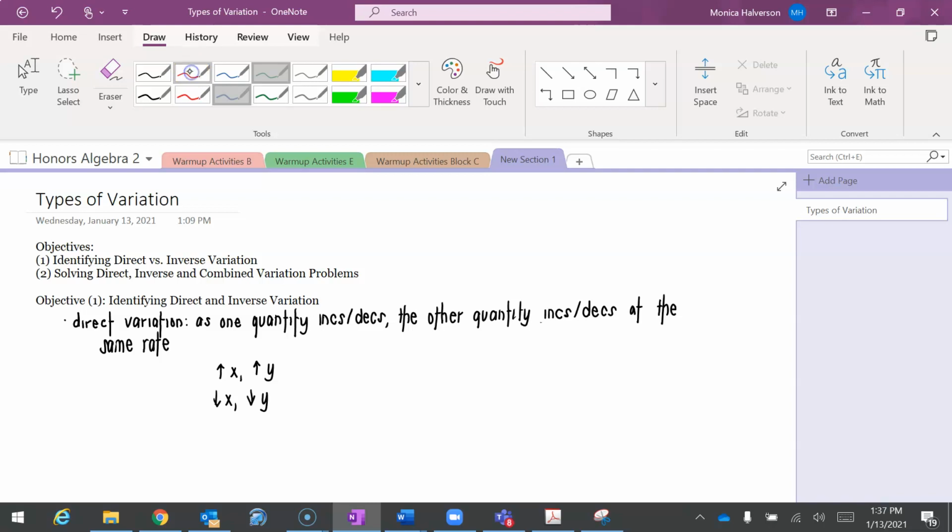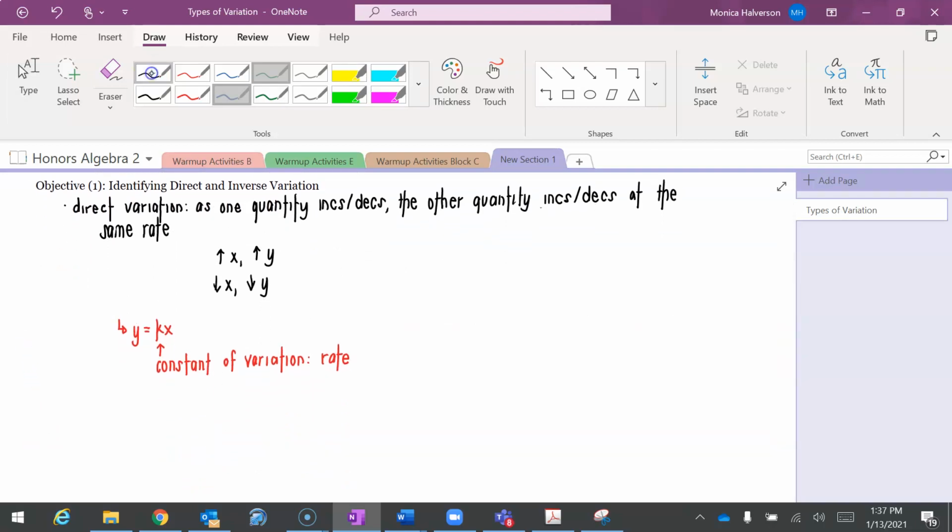And there is a specific formula used for direct variation, and that's Y equals Kx. Now, K stands for the constant of variation. Okay? This is the rate at which both the X and the Y increase at, or both the X and the Y decrease at. Now let's talk about how that differs from inverse variation.